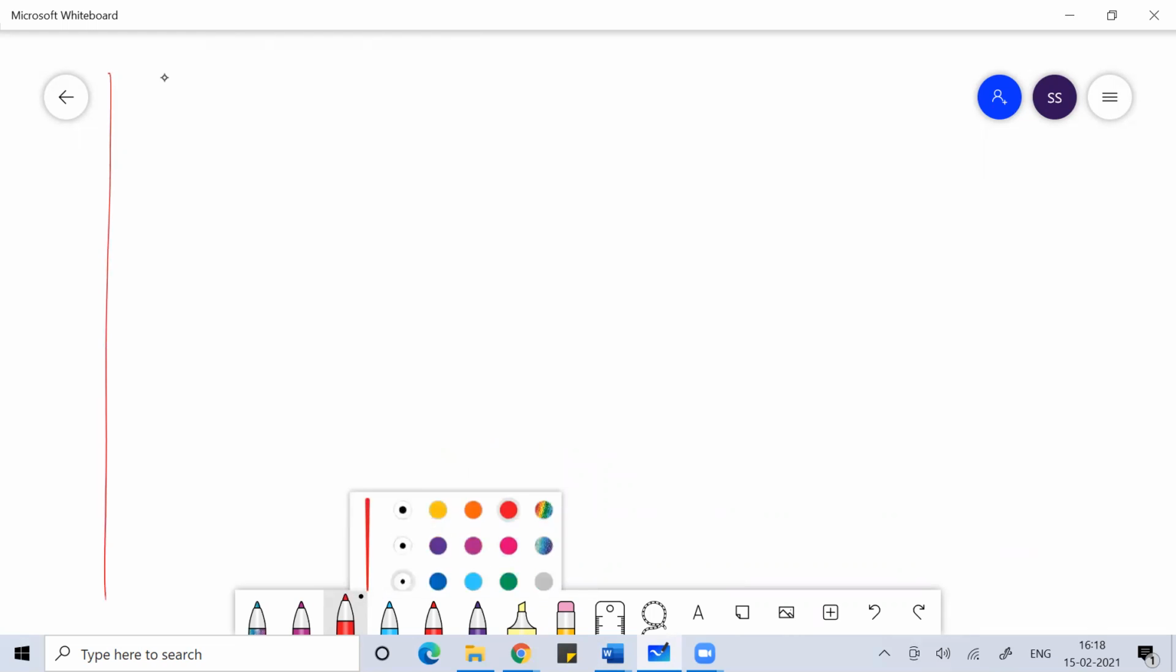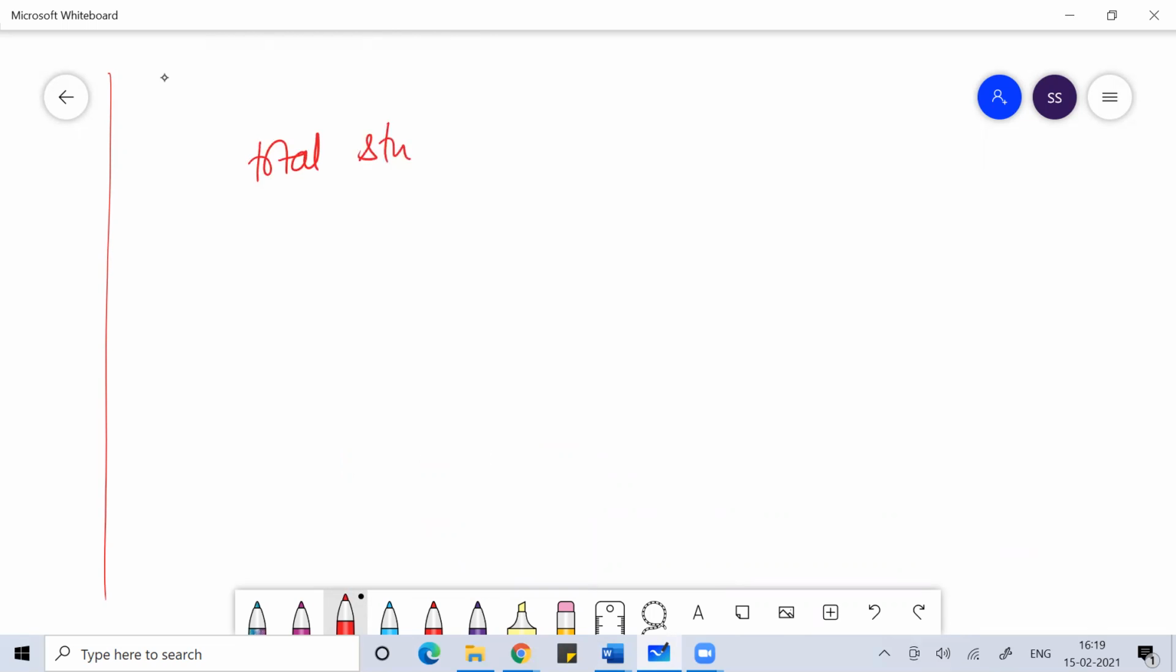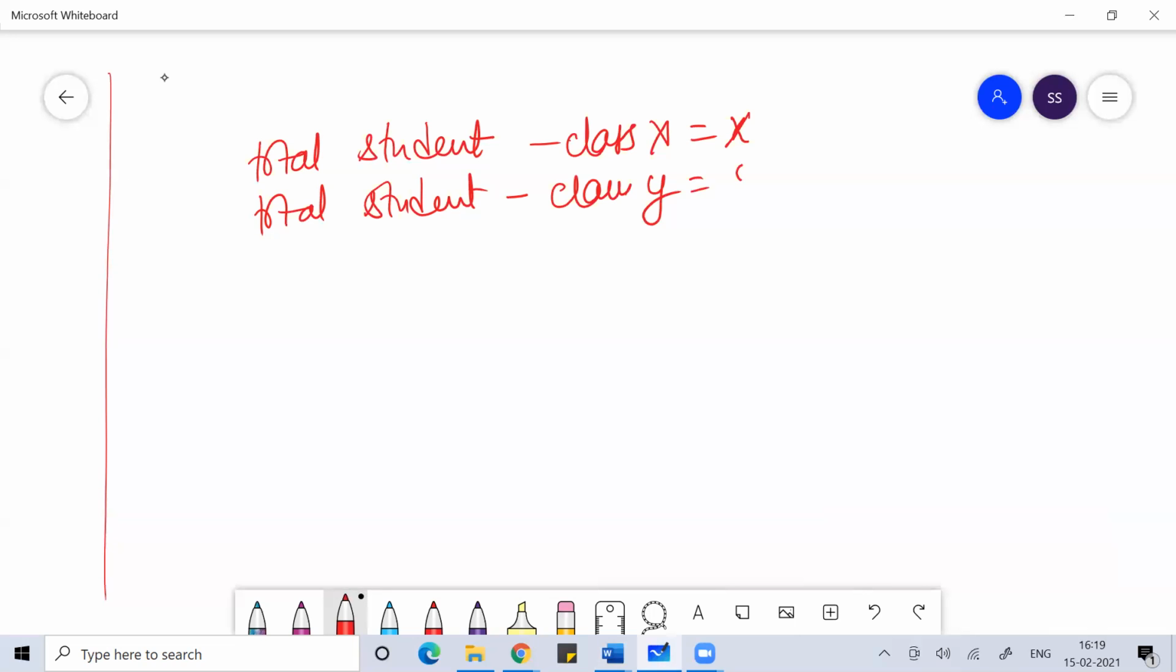So you can see this. Let the total students in class X be X, the total students in class Y be Y, and the total students in class Z be Z.